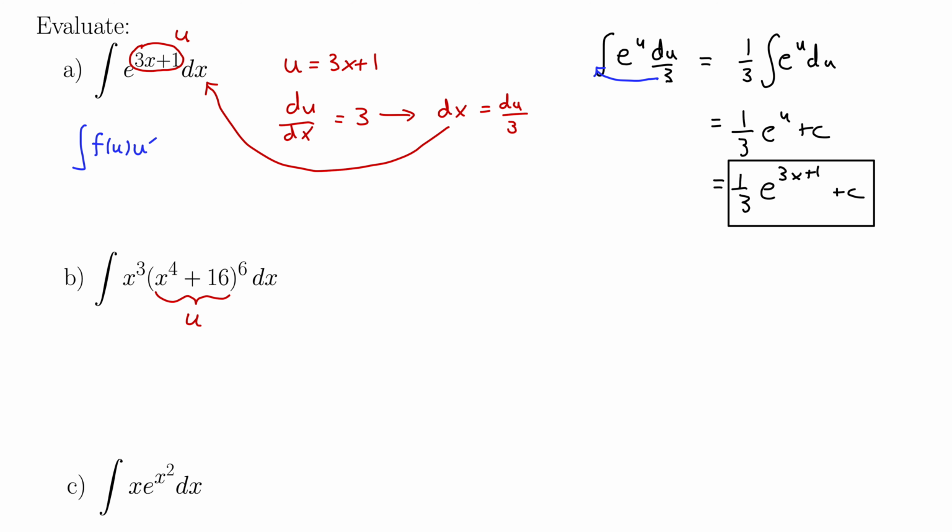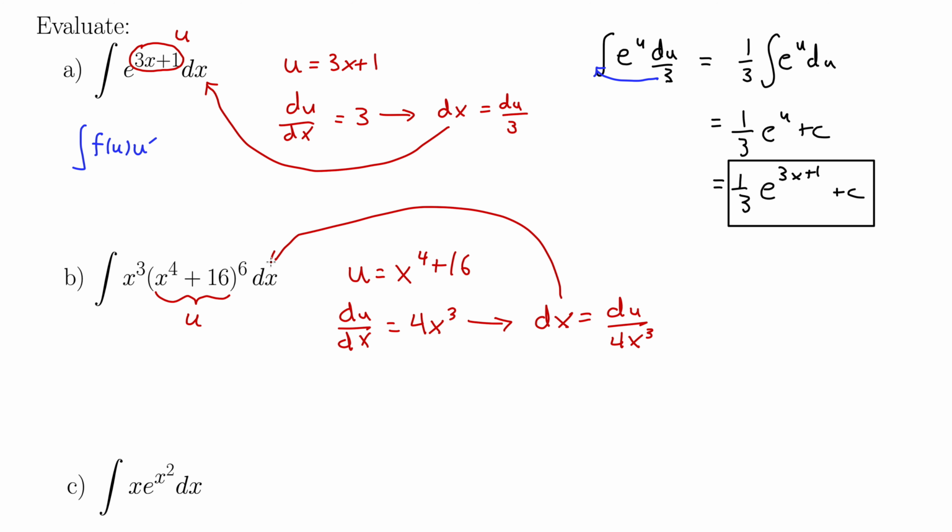And our du will be of the form x cubed. Yes, we are missing some constants, but those constants will take care of themselves when we do this du dx business. So let's do the du dx business. So we have u equals x to the 4th plus 16. Then du dx is, the derivative of that, 4x cubed. Solving that for dx gives dx equals du over 4x cubed. Okay, let's sub that into our integral, and we sub our u in as well, and see what we get.